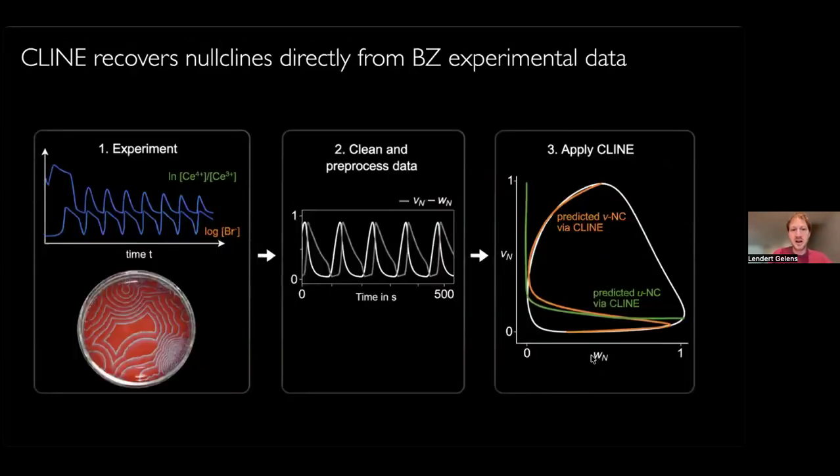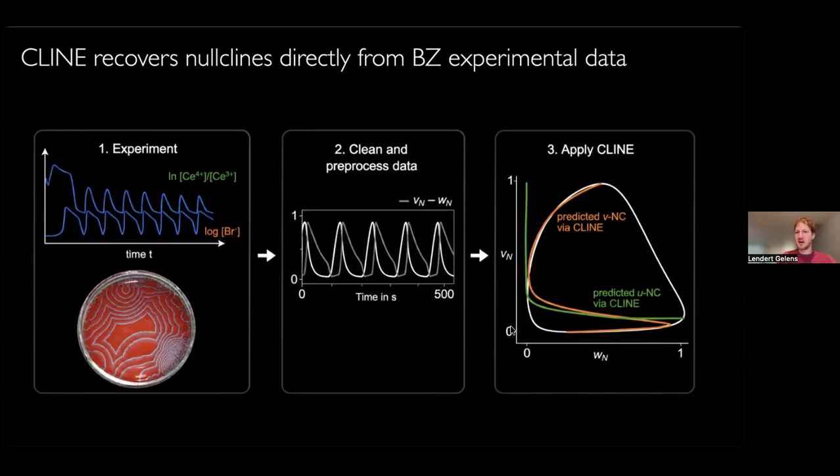So here's the pipeline applied to the real experimental data from the BZ reaction. In the first step, we've got the raw measurements, which look very clean. So we've got time series of two chemical species, a cerium ratio and a bromide ion concentration, and they oscillate with a characteristic relaxation-like waveform. And then in the second step, we clean and pre-process it, although the signal is already very clean to start with. But we normalize the signals, we align them, and we prepare them for input to Klein.